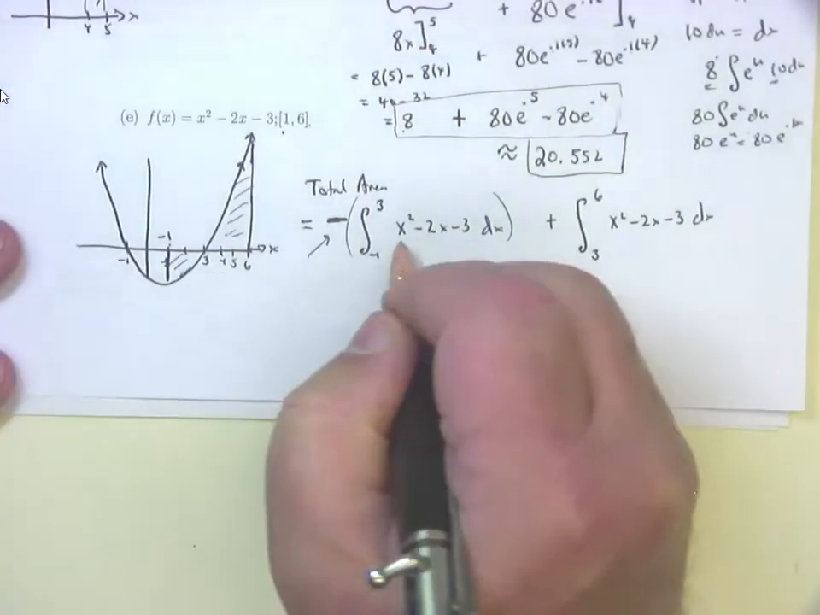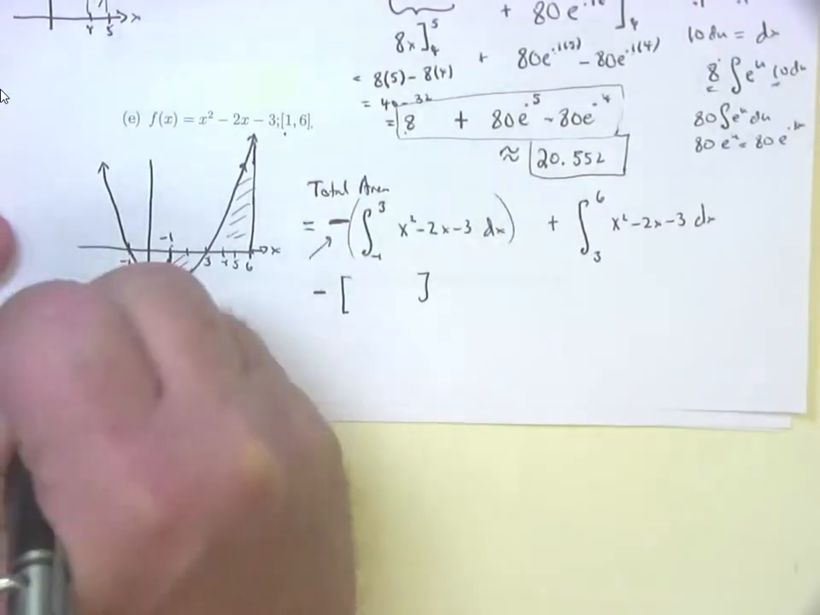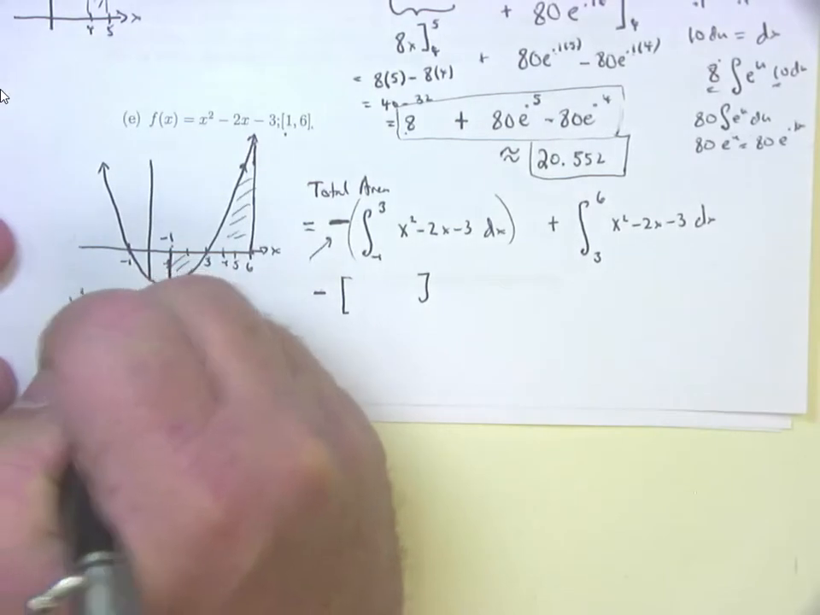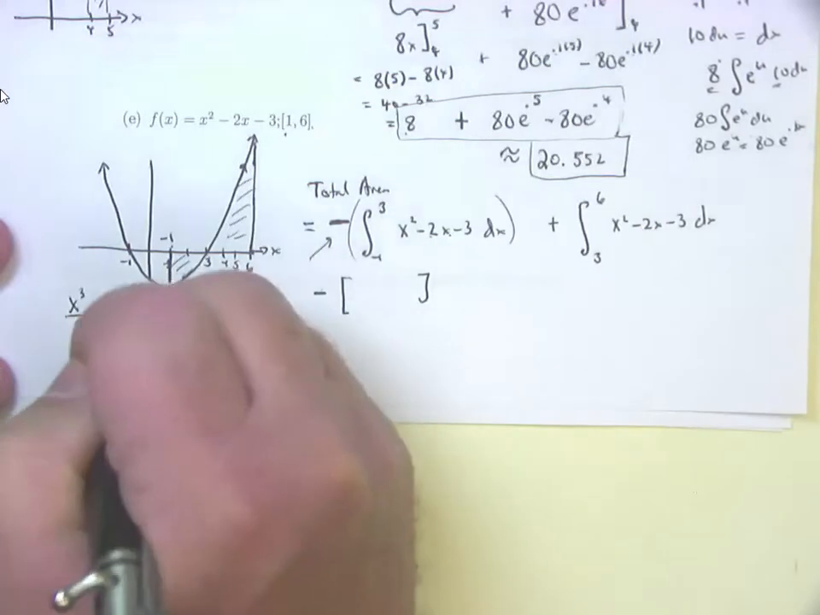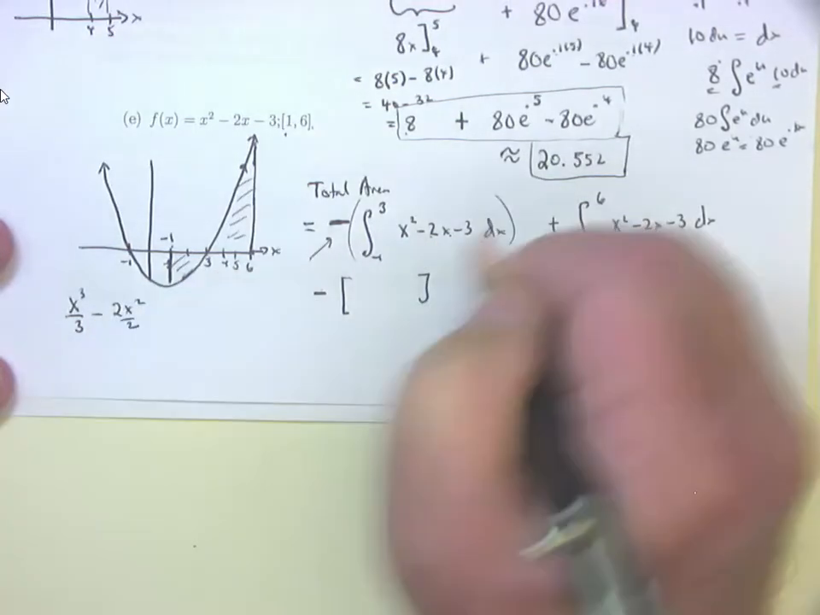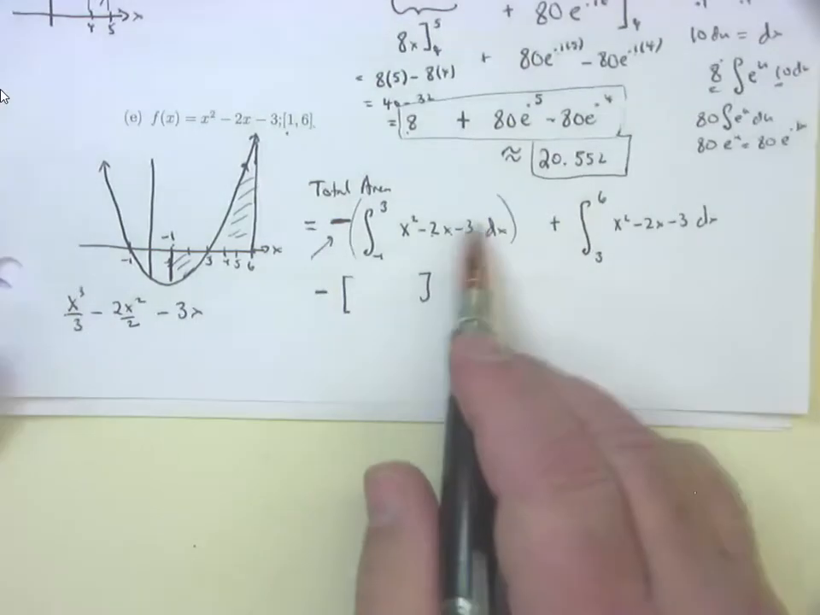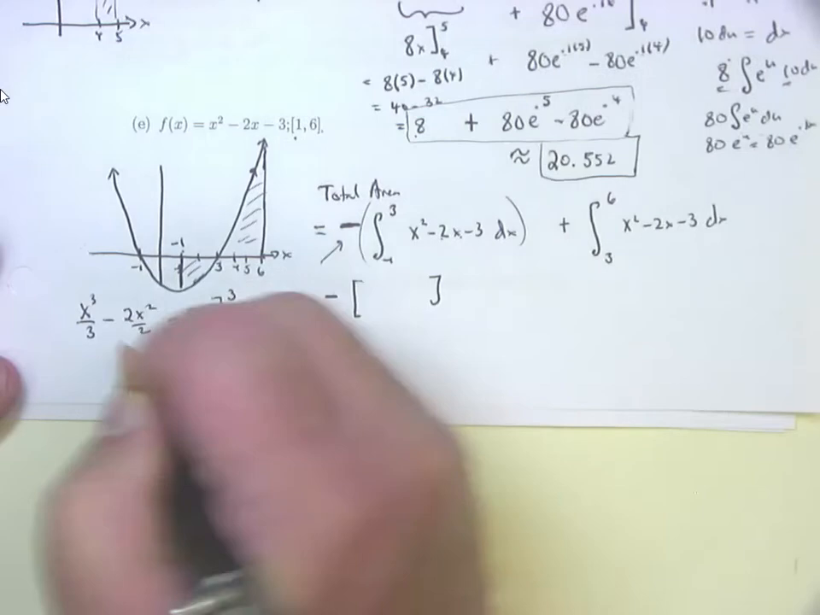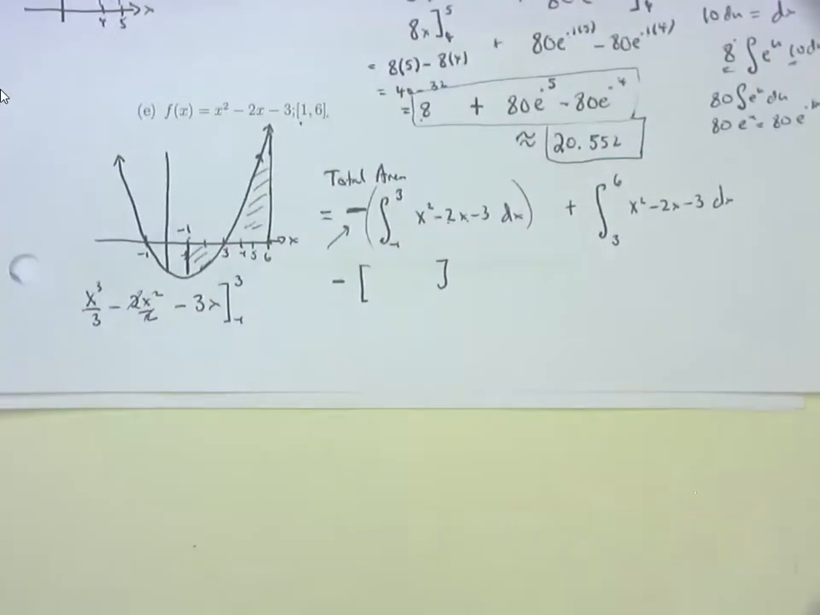To integrate this part here, I'm leaving the negative right here. I'm going to get this answer. I'm going to come over here. The integral of x squared is x cubed over 3, minus the integral of 2x: 2 is a constant, the integral of x to the first is x squared over 2, minus the integral of 3 is 3x. I integrated this guy, and I put my bounds between negative 1 and 3. Here the 2's cancel.